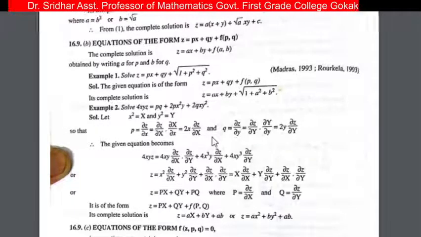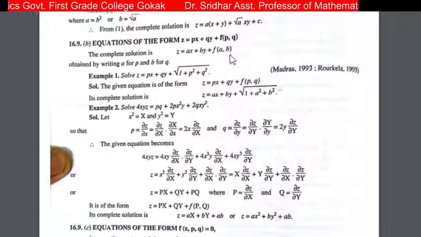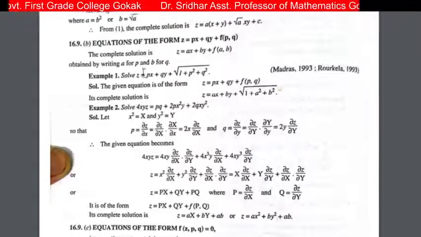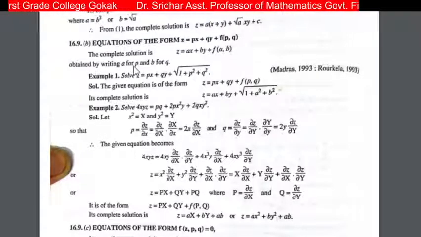Good afternoon, students. So today we see a nonlinear equation of the form z equals px plus qy plus f of pq. Here, in this case, we assume that z equals ax plus by plus f of ab, equal to 0. Now here we substitute p equal to a and q equal to b. That's all, and we get the solution.